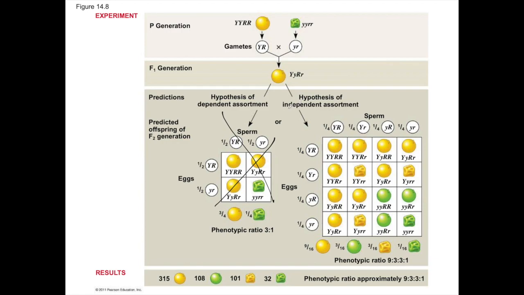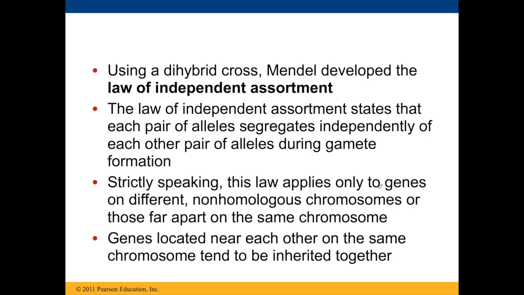What he saw is what's called the law of independent assortment. The two different genes do not have to stay together. They sort independently. So he got yellow with round and green with wrinkled when he started with it, but he also got yellow with wrinkled and green with round. That's now known as the law of independent assortment. The two genes do not have to stay together.